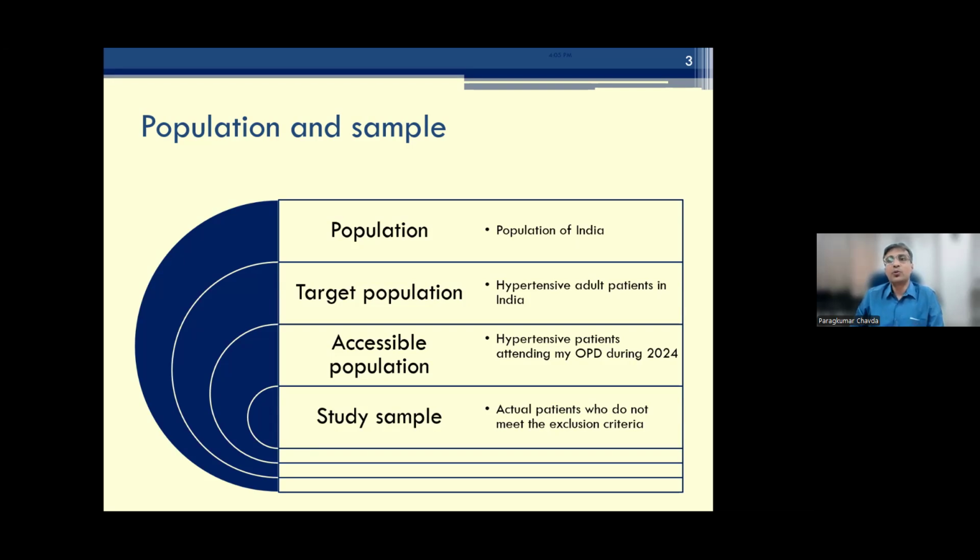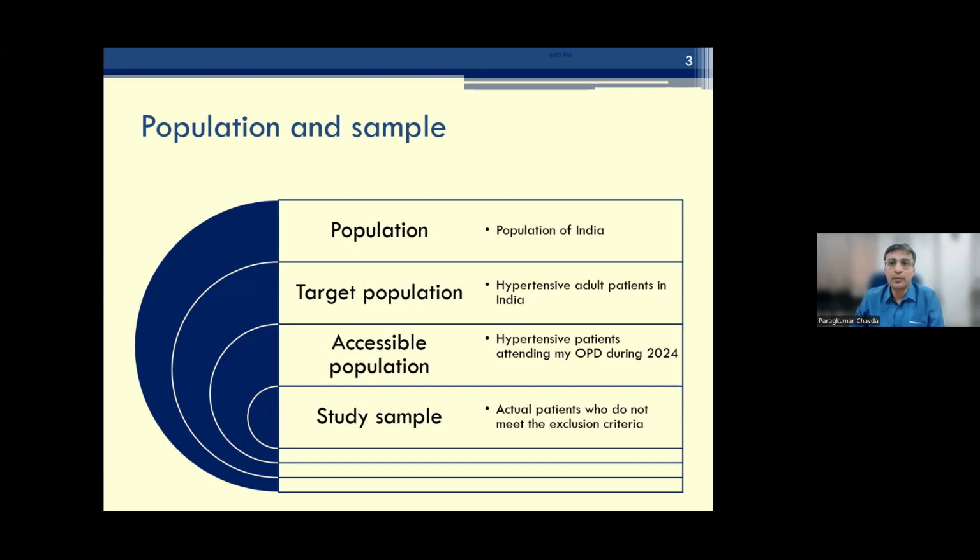That would usually be clinically and demographically defined. So adult is demographically the age group, and hypertensive patient is my clinical definition. Or I am interested in adult hypertensives. Then from the target population, the next concept comes, which is the accessible population.